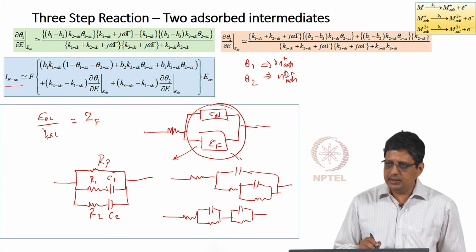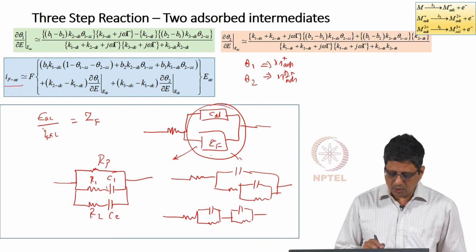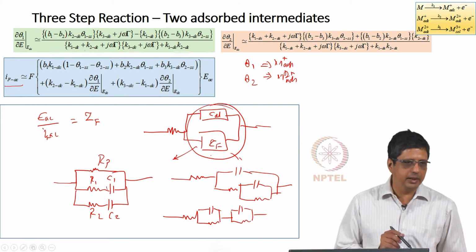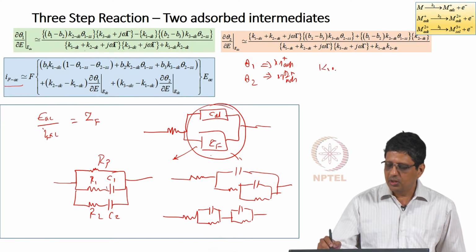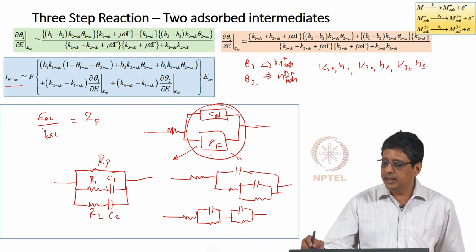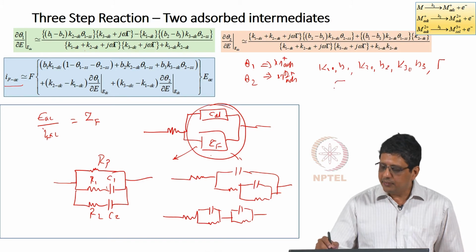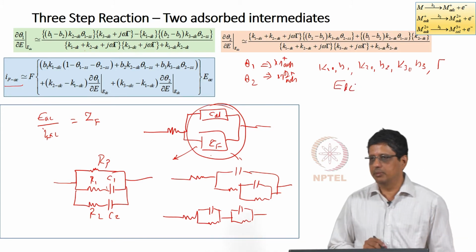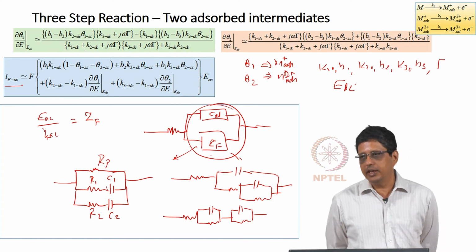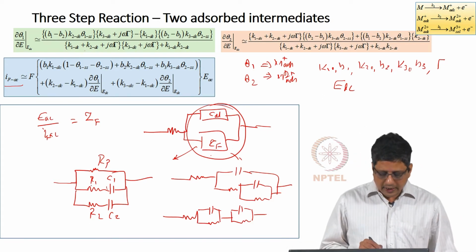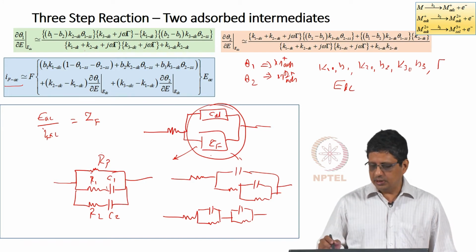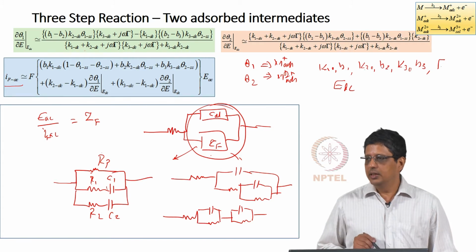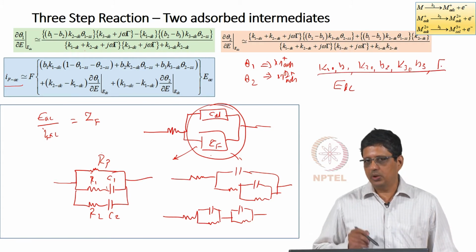Now, what is the value of R1, what is the value of C1, R2, C2, they are related to the kinetic parameters. Okay. They are related to the K10, B1, K20, B2, K30, B3, gamma, and the DC potential at which this is held, because K1 DC, K2 DC etc. will vary with DC. So, you can write R1, C1, R2, C2, Rp, these 5 elements here in terms of 7 kinetic parameters and 1 DC potential.